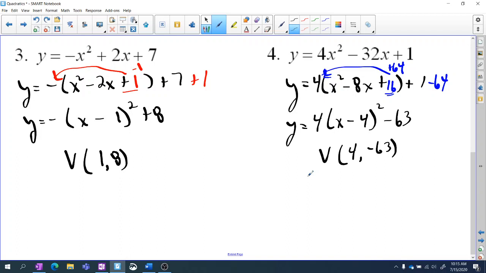Alright, so those are some examples that hopefully now have shown you the method that I've referred to as completing the square. And that is the strategy we're going to use to get from standard form to vertex form.